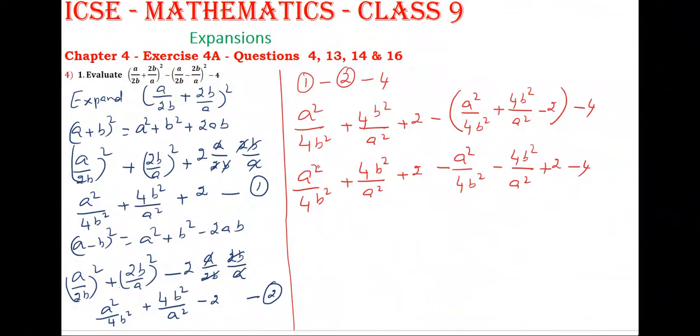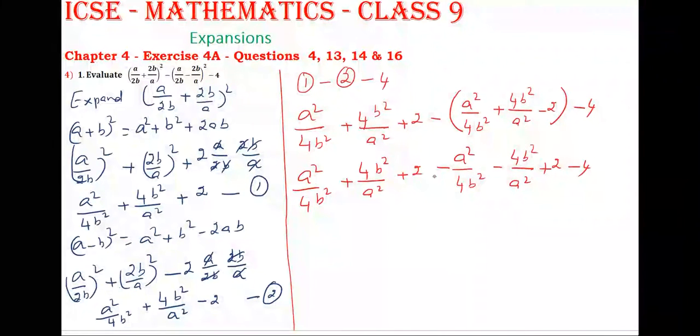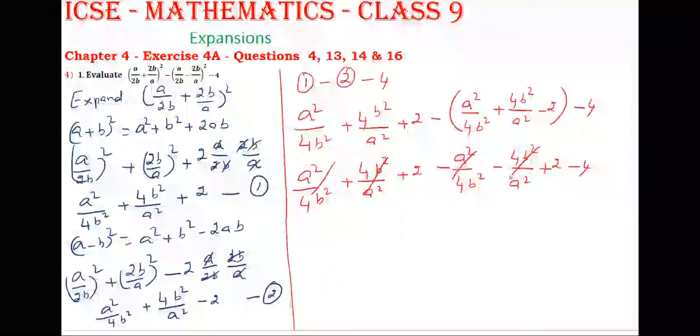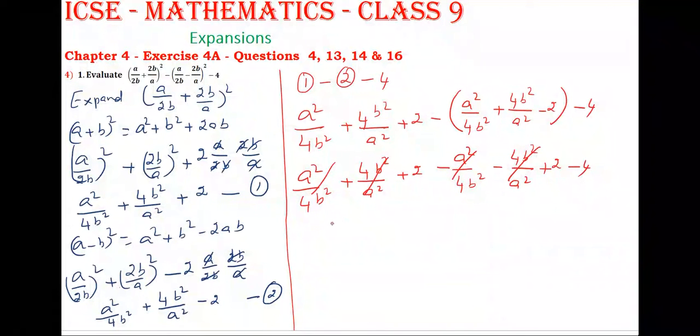So we can cancel this a²/4b². Here also this will be cancelled, and 4b²/a² cancels with the minus 4b²/a². So finally we have 2 plus 2 minus 4, equal to 4 minus 4, equal to 0. So the answer is 0.